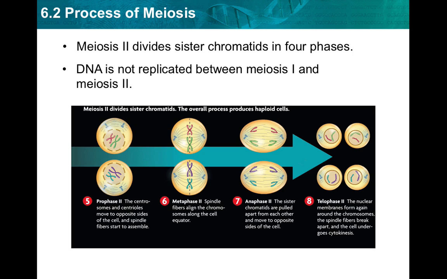Then we have telophase 2. Nuclear membranes form again around the chromosomes. Spindle fibers break apart and cells go through cytokinesis.